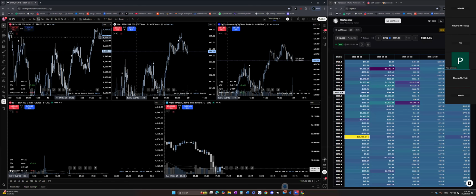Because you get a very cheap entry, you have very little drawdown on your trade. So as soon as price goes in your favor, you're already up 30, 40%. That's one of the best practices that you can do.